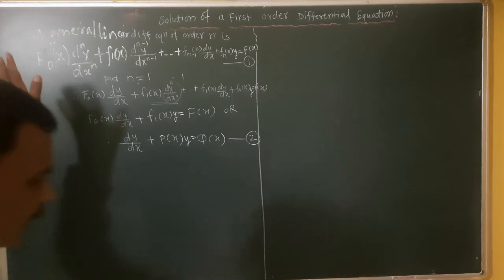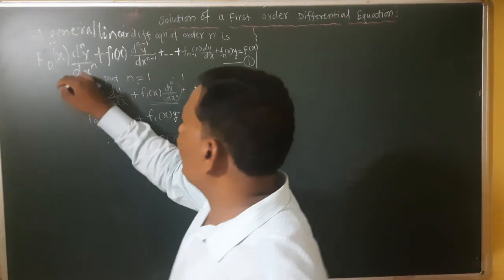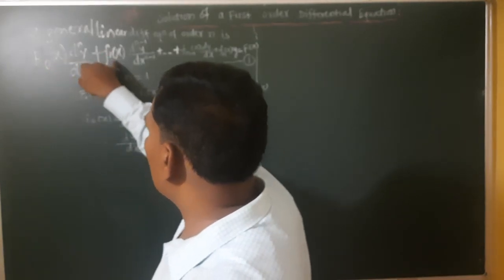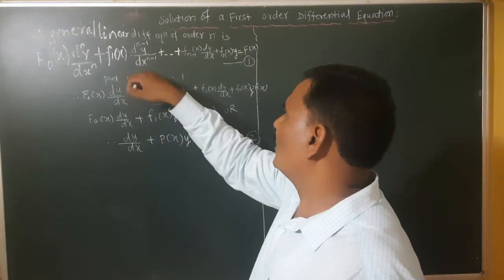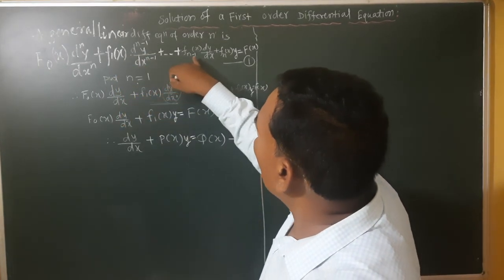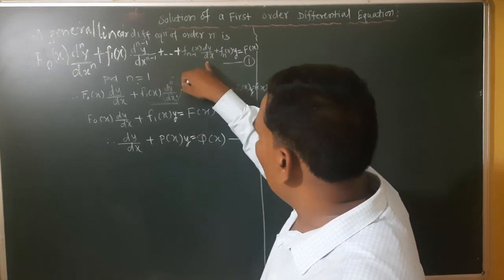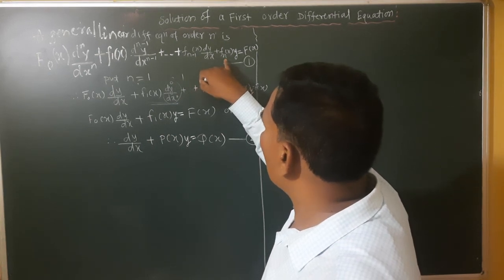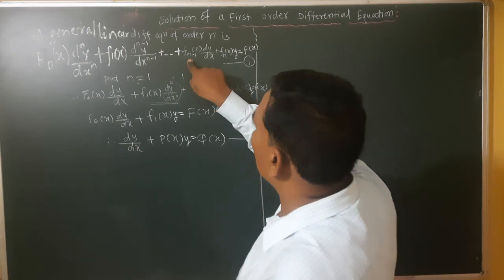Understand? The general differential equation is f0 of x d^n y by dx^n plus f1 of x into d^(n-1) y by dx^(n-1) plus ... fn-1 of x into dy by dx, and again fn of x into y, and finally we have to write that this is equal to f of x.